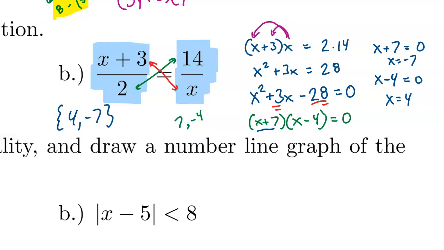And we can quickly check each of those. Positive 4 gives me 7 over 2 on the left, and 14 over 4 on the right, which are equivalent. Negative 7 gives me negative 4 over 2 on the left, and 14 over negative 7 on the right, which likewise both equal negative 2 and are equivalent.